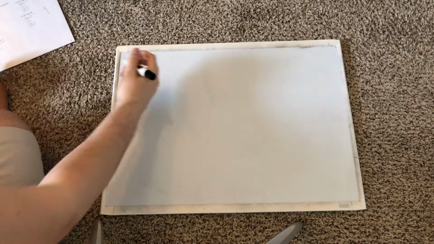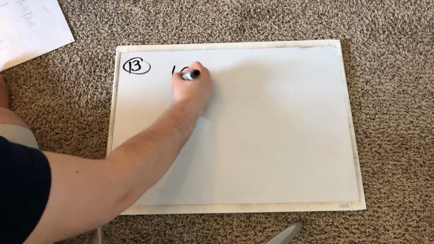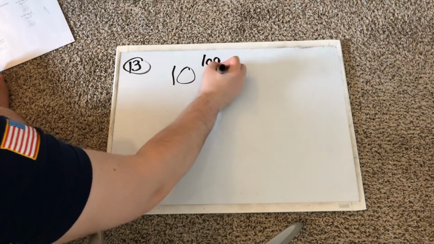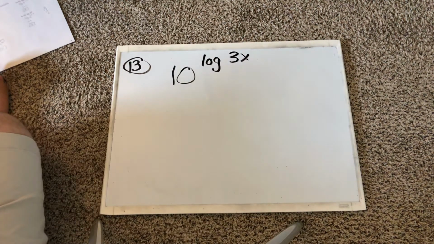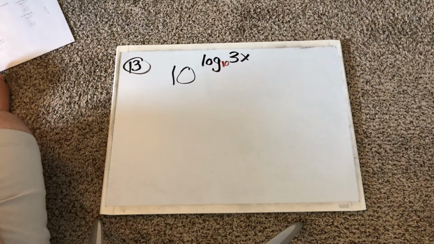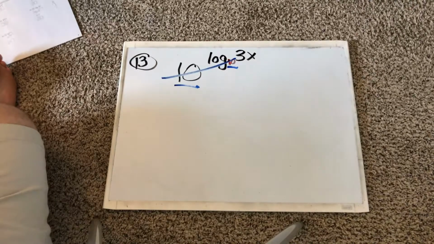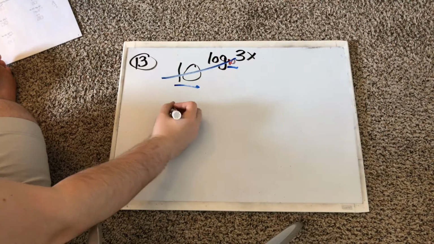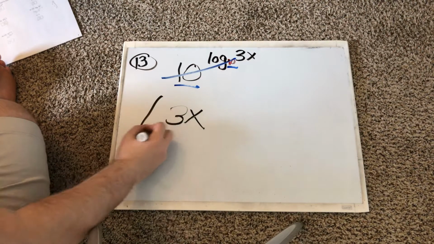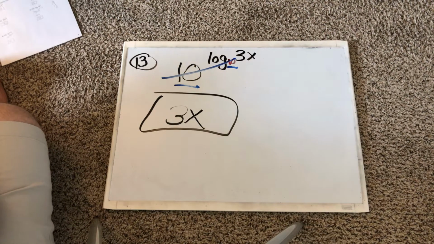Alright, last one. Number 13. Lucky number 13. I have 10 raised to log 3x. And because we have a log with no base, we always have to assume that the base is 10. And then you look, big number and the base are the same, so they cancel out, and we're just left with 3x. That's it. So we just went through all the properties, and that's about it with logs.